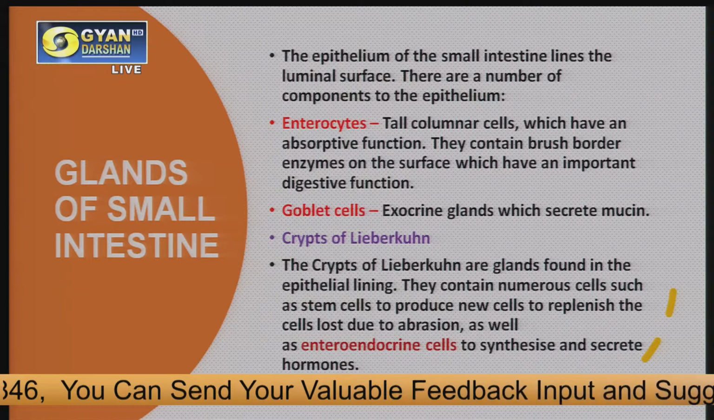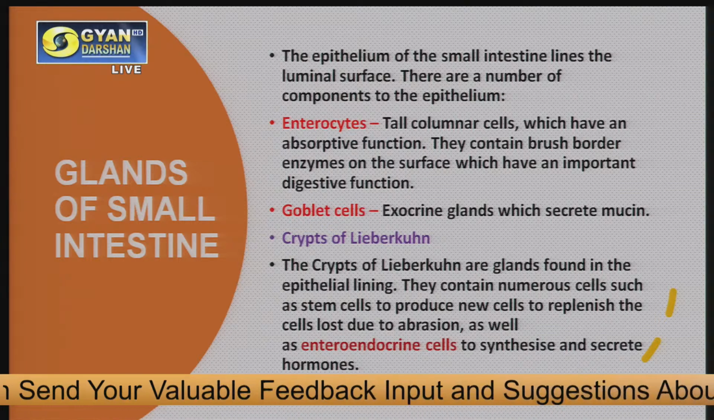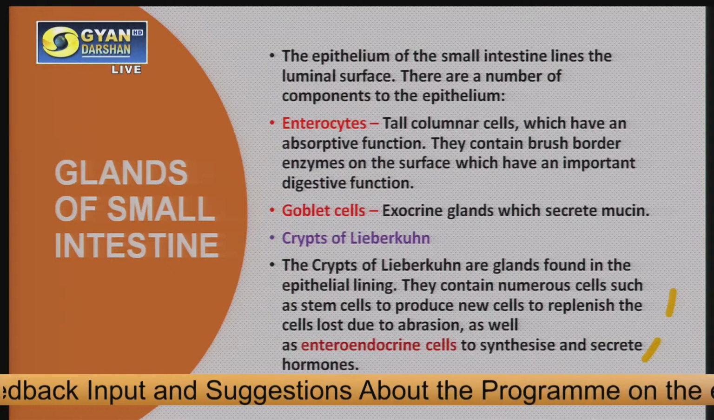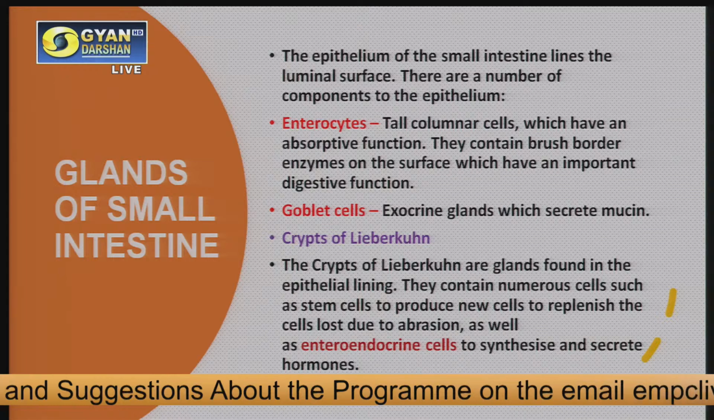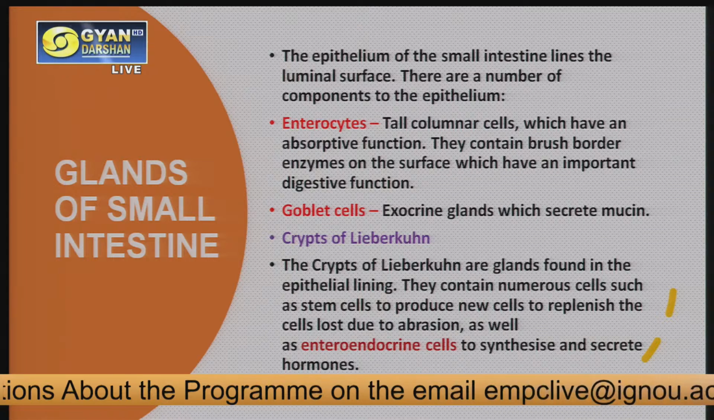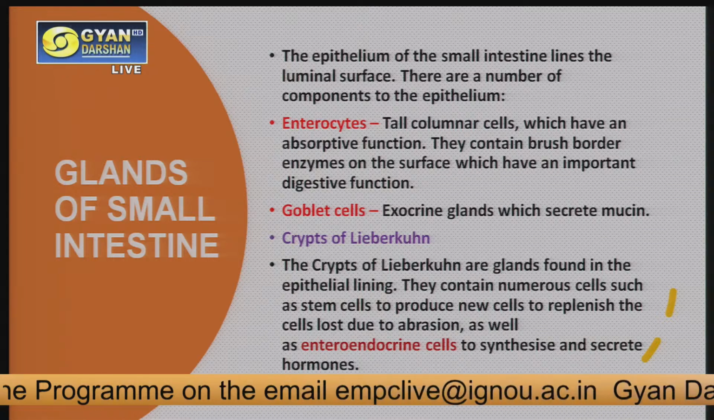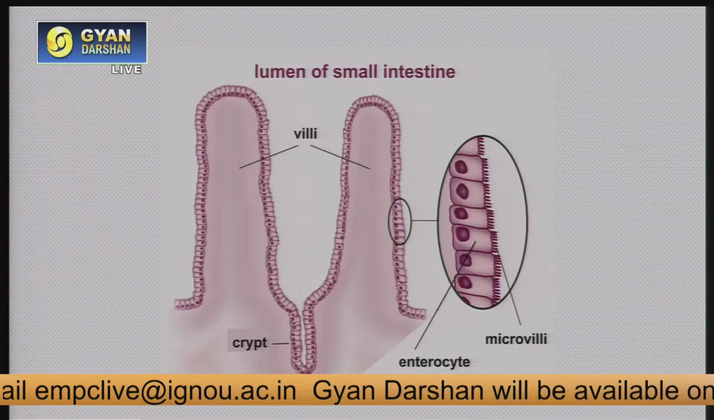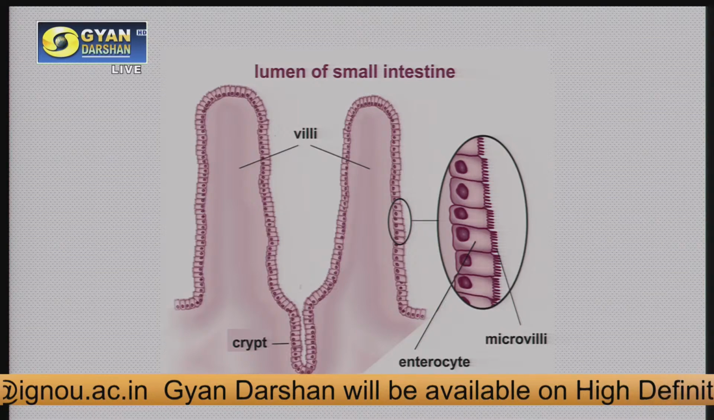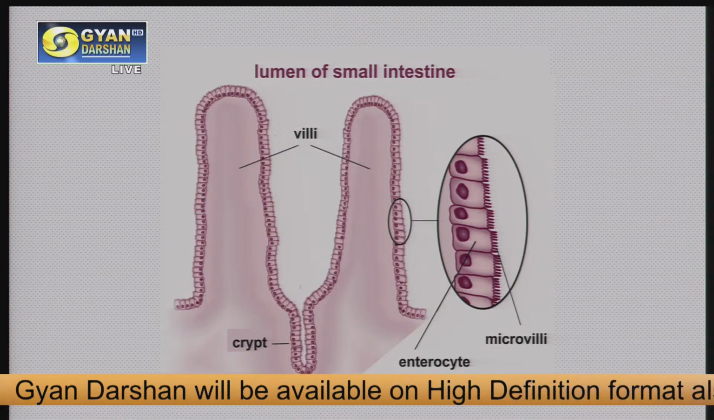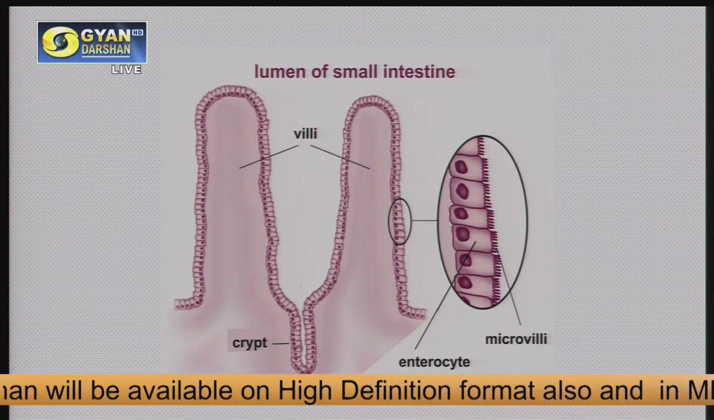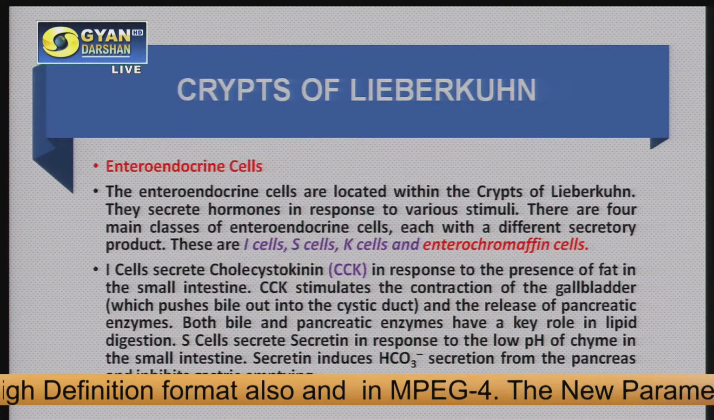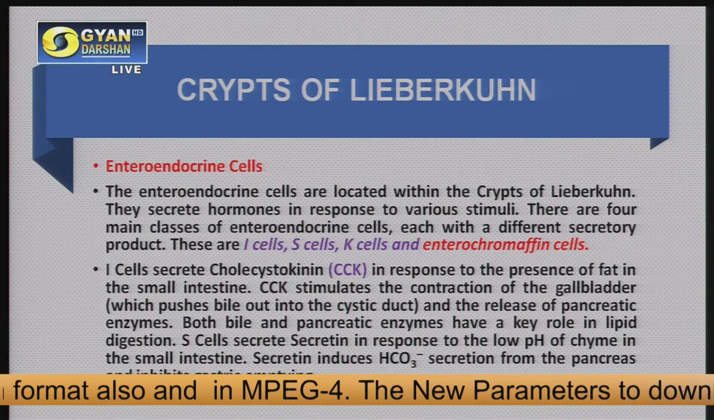They contain numerous cells such as stem cells to produce new cells. You know, stem cells nowadays are very common. Stem cell therapy is being done for many of the cancers also. As well as enteroendocrine cells to synthesize and secrete hormones. So these are the lumen of the small intestine. As I mentioned, these are the small villi you can see, and these are the microvilli you can see. I have already told you this. And this is the crypts of Lieberkühn.